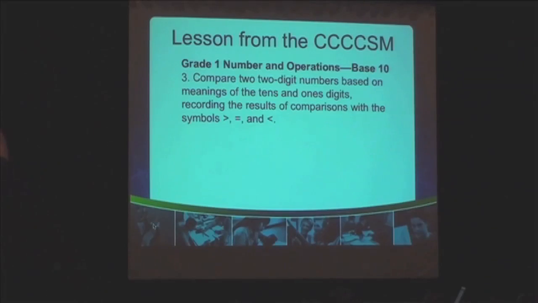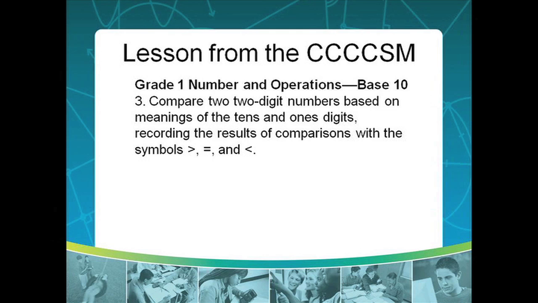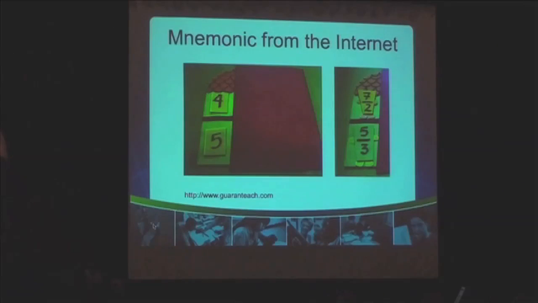So the Common Core tells us that in grade 1, students are going to compare two two-digit numbers using the symbols greater than, equal, and less than. It seems like at grade 1, the alligator is an appropriate mnemonic to use. The next one is a little bit complicated. It's a visual and narrative mnemonic.